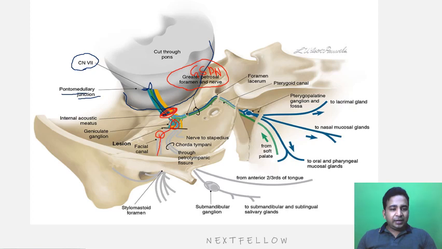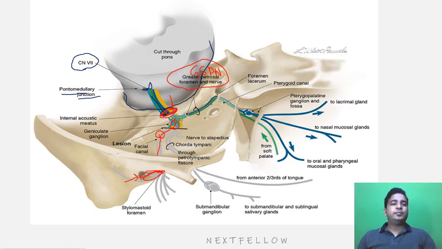Then it exits from the stylomastoid foramen. You can see here, this is my stylomastoid foramen. So starting from this level until the level of the stylomastoid foramen, this is my intratemporal part of the facial nerve, and it exits from the stylomastoid foramen and gives various muscular branches, as you can see.